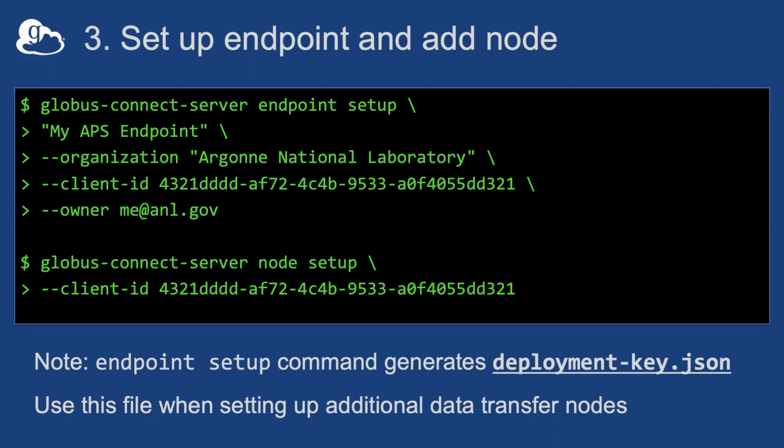So the creation of the endpoint is a one-time activity. You create one endpoint, and then every DTN that you want to add is a node. So you would go in and do the second command here, Globus Connect Server node setup with the client ID, and it'll prompt you for the client passcode, the key, and then also the deployment key.json, which Globus cannot restore, has no access to. That's something that's local at the site, right?